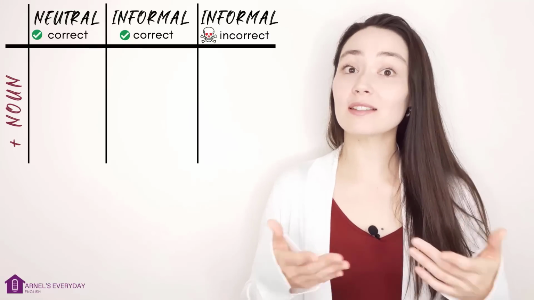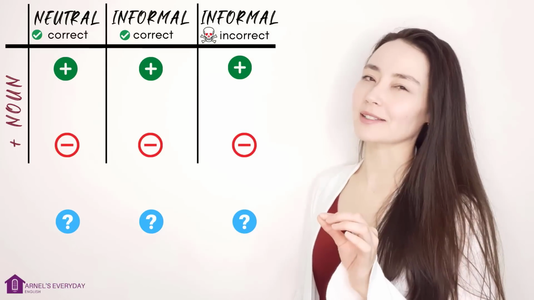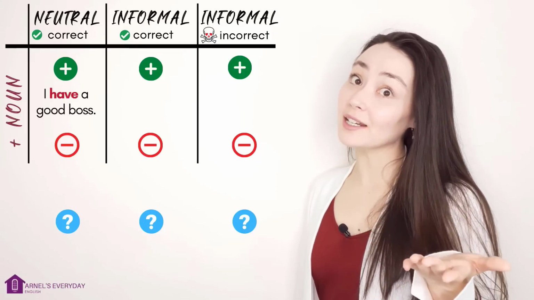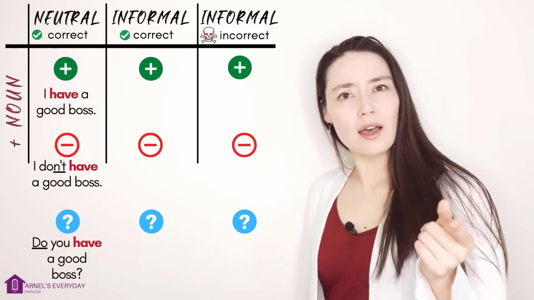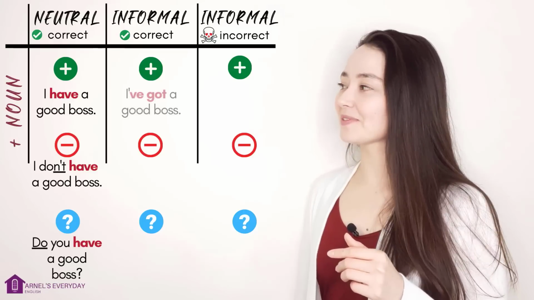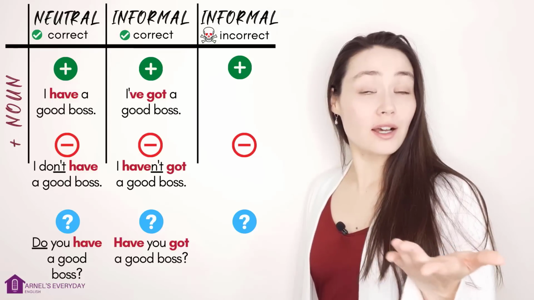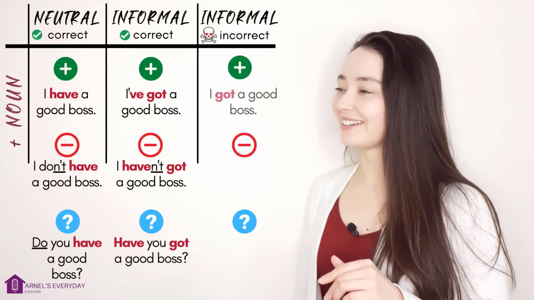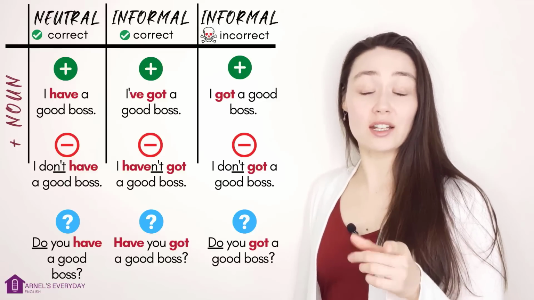This grammar remains the same in negatives and questions. Positive: I have a good boss. What's present simple negative? I don't have a good boss. Do you have a good boss? I haven't got a good boss. Have you got a good boss? I don't got a good boss. Do you got a good boss?